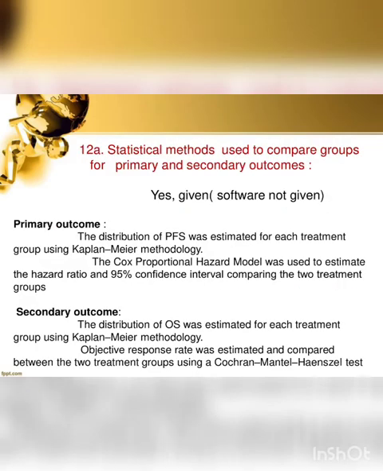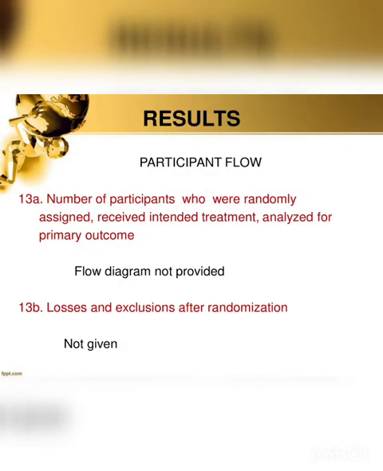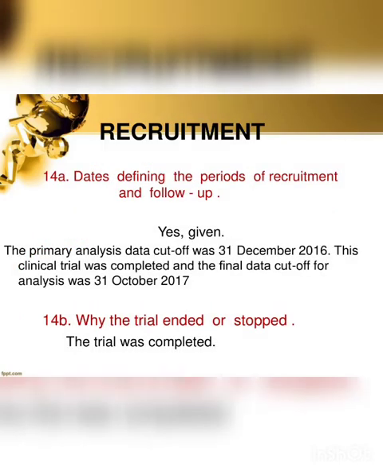Coming to statistical method, yes, it was given, but the software which was used to do the statistical method was not mentioned. Then coming to additional analysis, that is subgroup analysis, yes, it was mentioned by one-way ANOVA and Fisher's exact test. It was given in the study. Coming to results, the participant flow diagram was not provided, and any losses and exclusions after randomization were not given in the study. Coming to recruitment, dates defining the period of recruitment and follow-up, yes, it was given when the trial was started and when it was completed, it's given in the study.